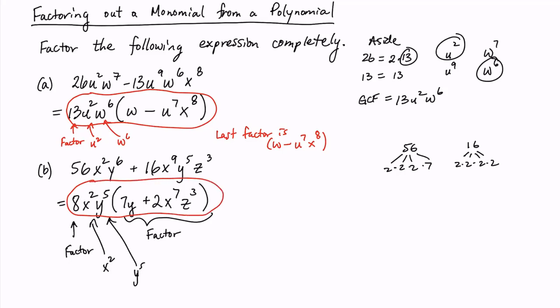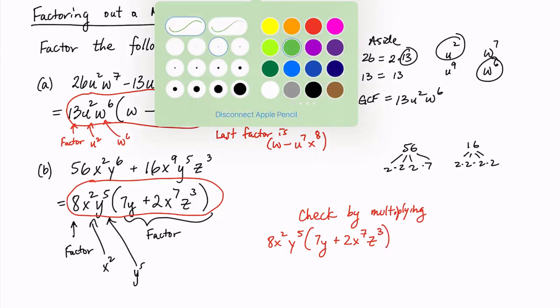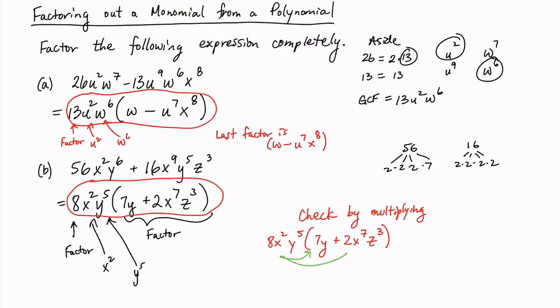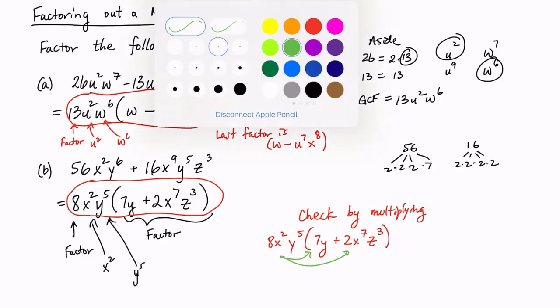Now, if you're ever unsure, what you could do is just check. And often, what we mean by that is check by multiplying. So if you wanted to, you could check. You could say 8x squared y to the 5th. In fact, that's exactly what you were doing during this factoring process. You were actually checking. A lot of times we call this trial and checking. So why don't we check by distributing? So distribute here and distribute here, and let's see what we get.